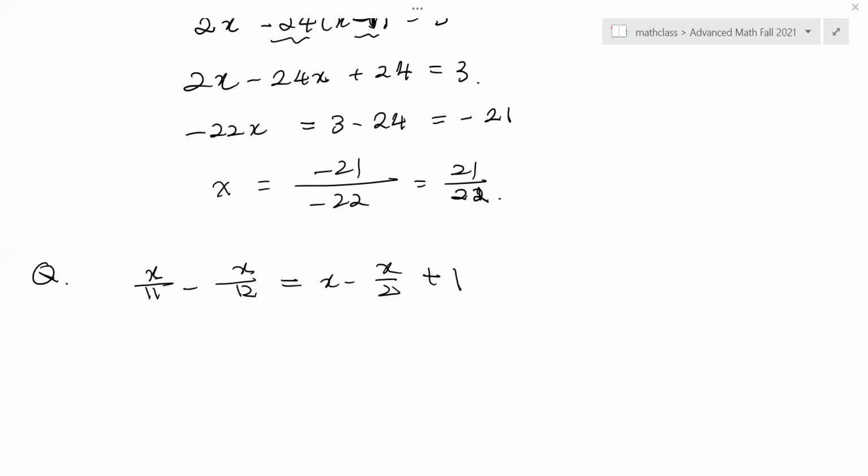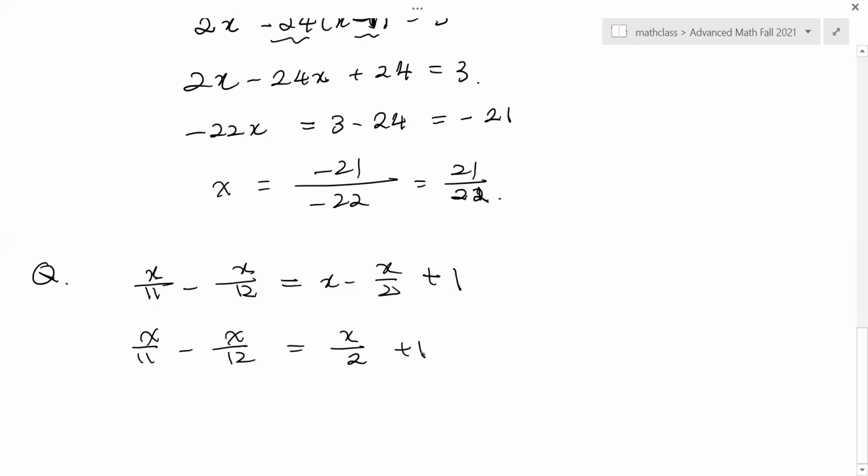Okay, anyone? Nobody giving an answer yet. So take a look at this: x minus half of x is just half of x, right? It's no problem. So x over 11 minus x over 12 is going to be x over 2 plus 1.